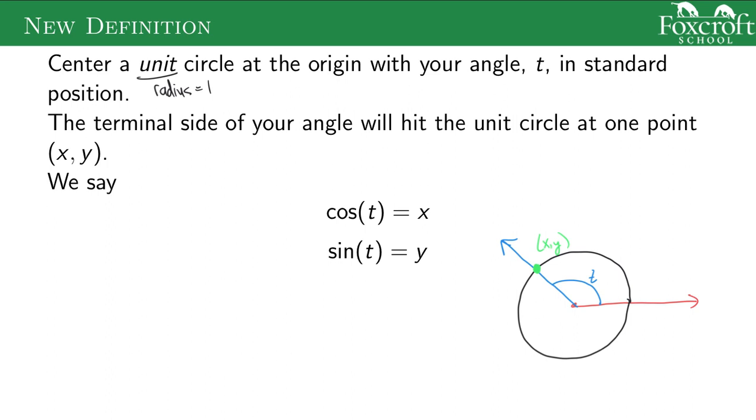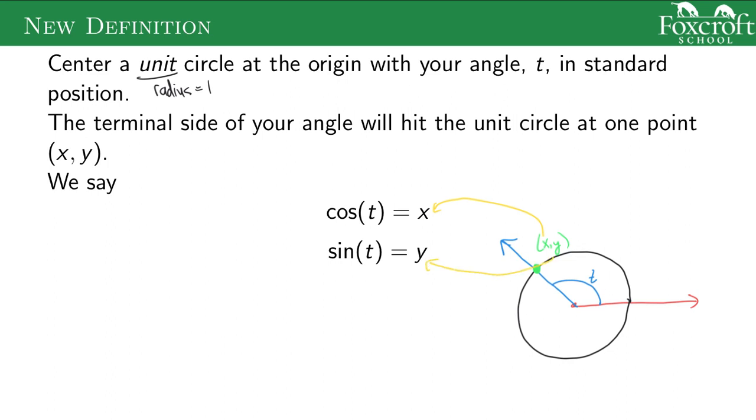So we have our angle inside of a unit circle, and the terminal side hits the unit circle in exactly 1 point, this green dot here. And what we're going to say is whatever the x value is, we're going to call the cosine of the angle. Whatever the y value is, we're going to call the sine of the angle.